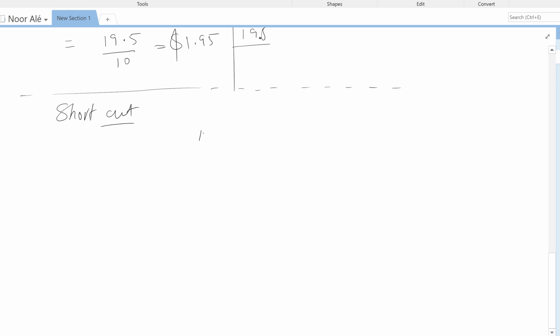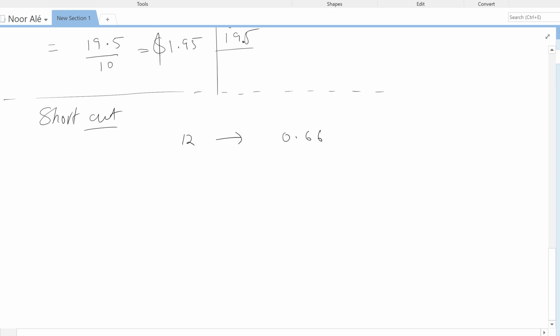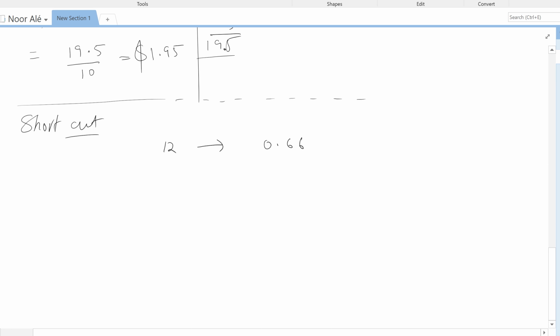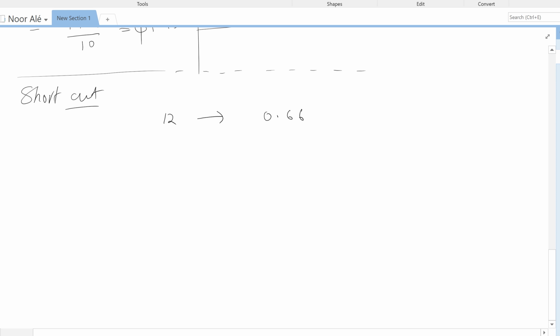So on a $12 purchase, you have to pay 66 cents, right? Okay. Now we divide both sides by 6 because I know that both numbers are divisible by 6. If you're paying 66 cents on $12, and if I divide it by 6, on $2 you will be paying 0.11, like 11 cents. Okay.